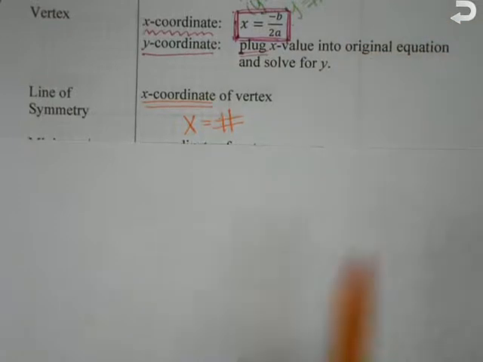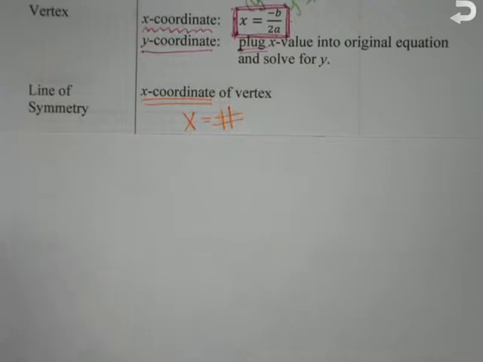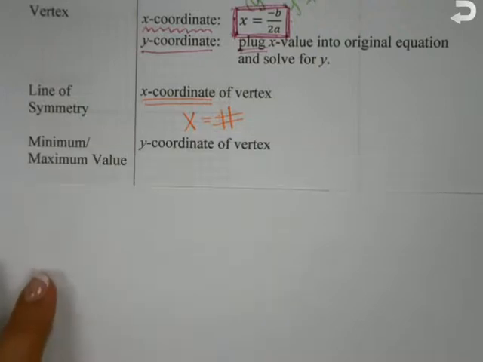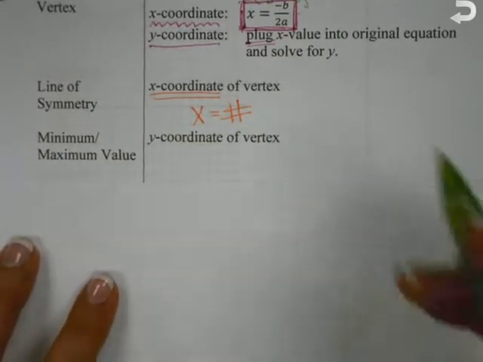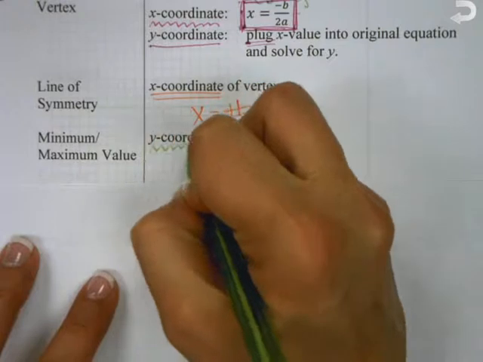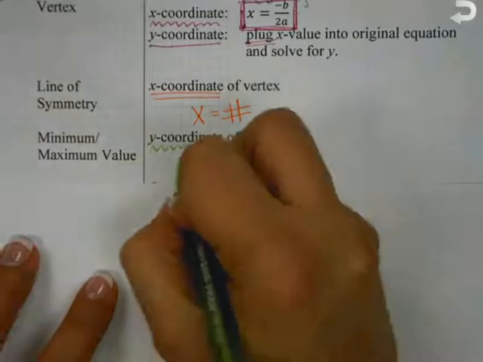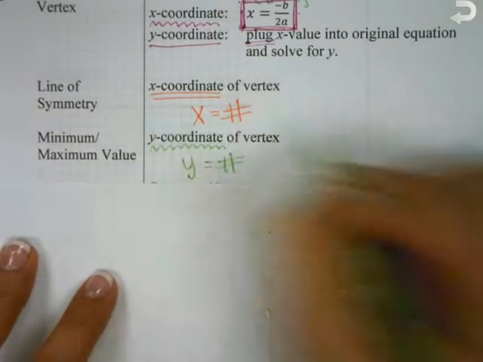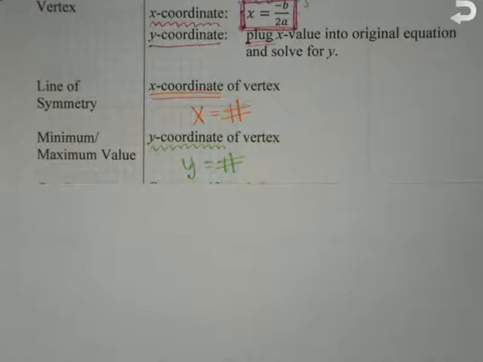Okay, other things that we want to look at are minimum and maximum value. That is just the y-coordinate. So it's going to be y equals a number. So we just take the vertex: the x is the line of symmetry, the y is the minimum or the maximum.